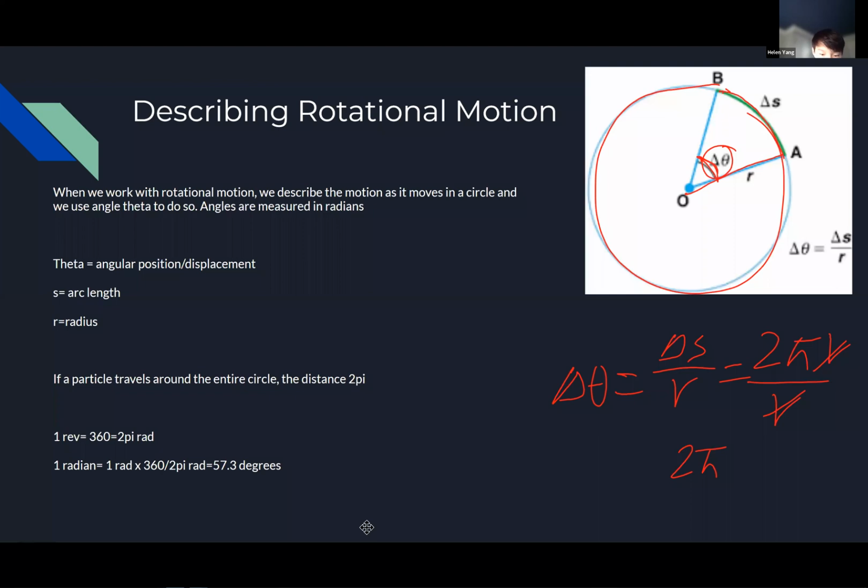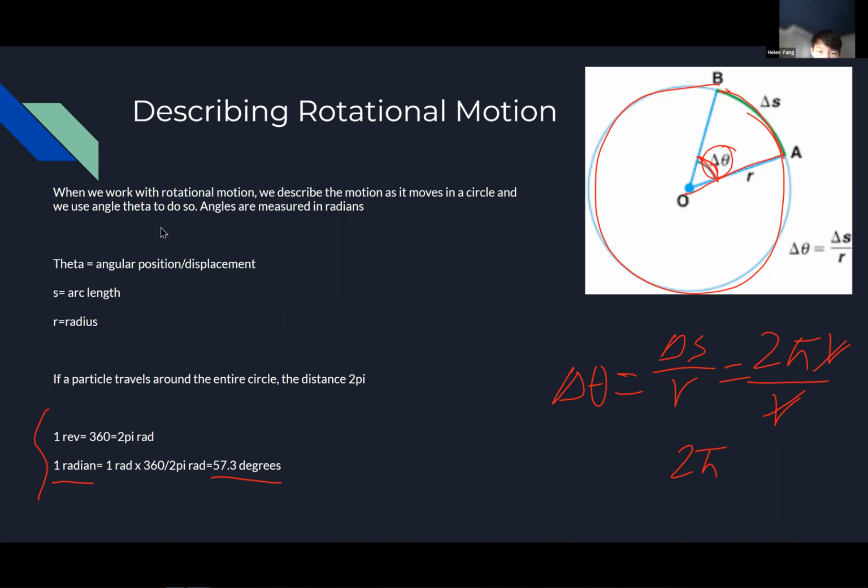Some units over here: 1 rev is equal to 360 degrees, or 2 pi rad, and 1 radian is equal to 1 radian times 360 over 2 pi, so 1 radian is equal to 57.3 degrees.